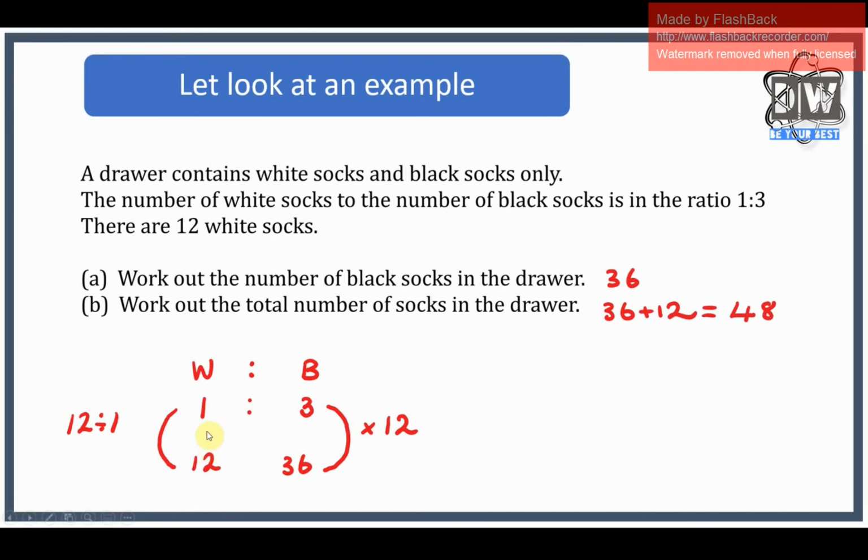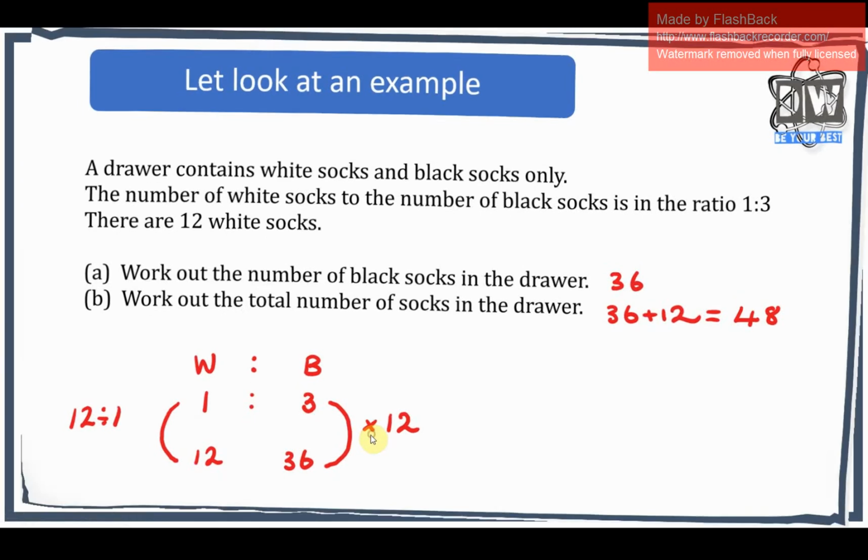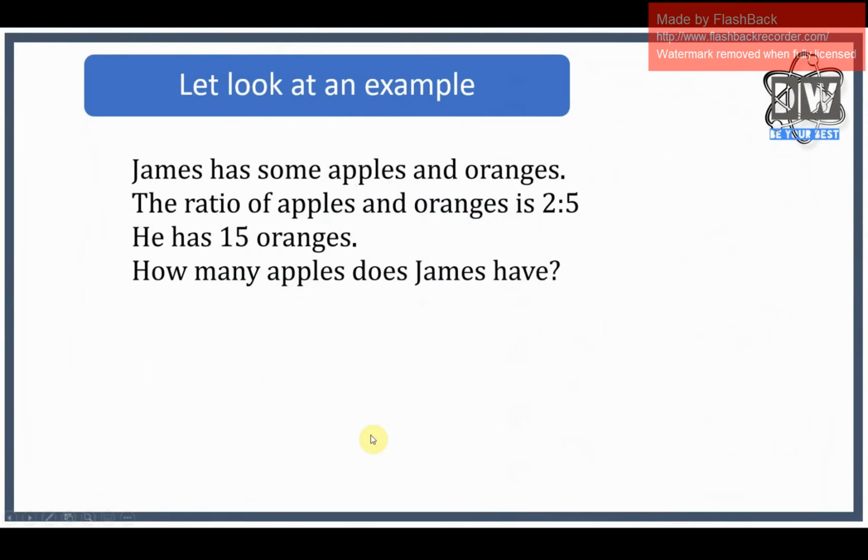So let's just go through that again. I take my total of white socks and I divide it by the ratio. All right, that tells me how many rounds took place. And then I take my other figure or my other figures and I times that by 12 as well. It really is as simple as that. So what I'd like you to do is pause the video now, give this a go, and come back when you think you've got it right.